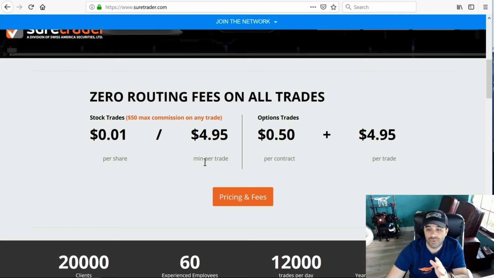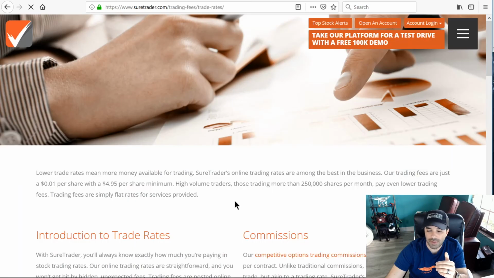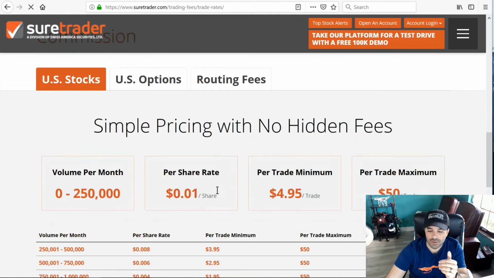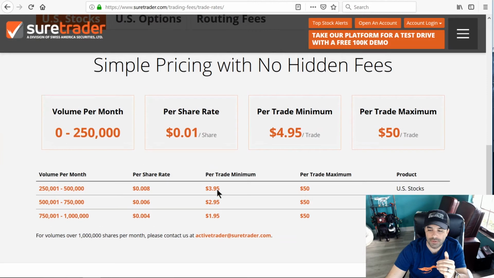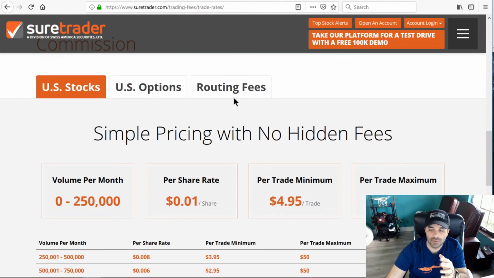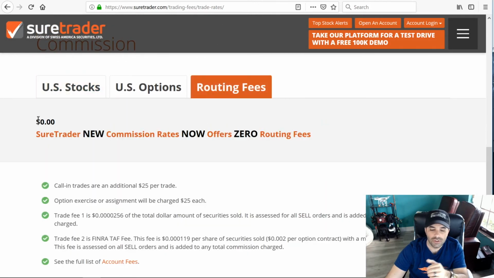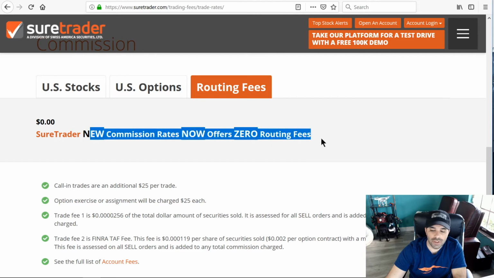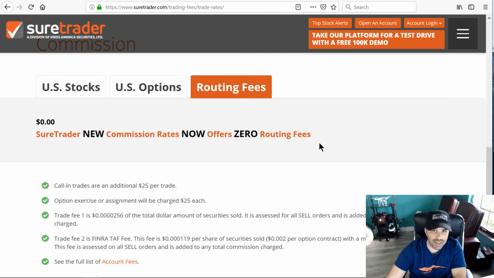They used to be pretty expensive, like about $10 per trade, plus you had all your ECN fees. Okay, that's all your routing fees. Now they have a new system here where they don't have any type of routing fees. So you click here, 0. There's no routing fees with SureTrader at this time, which is pretty cool. Let me tell you, that's actually really cool that they have that.